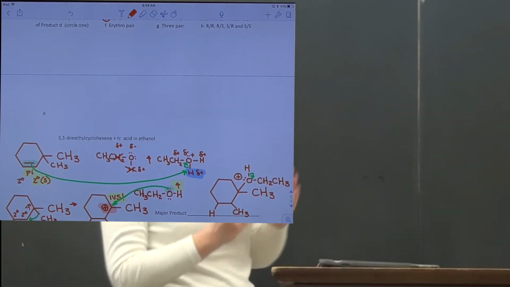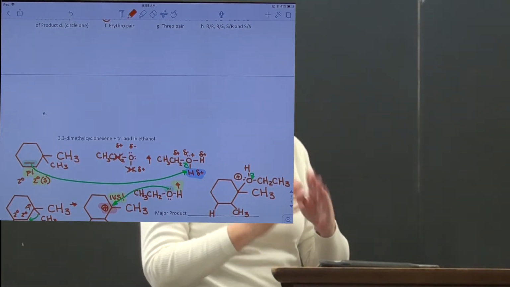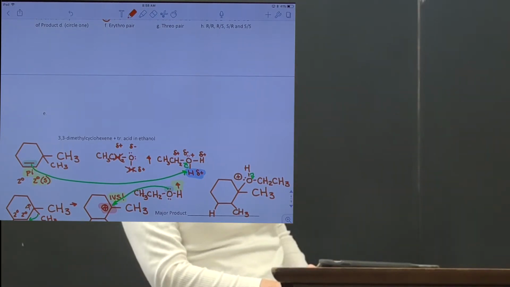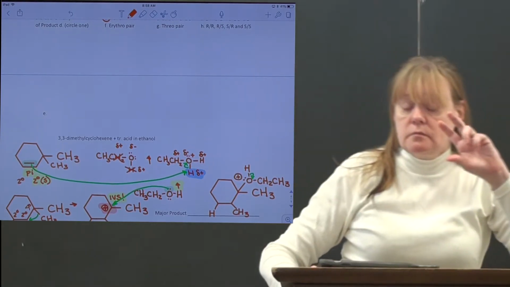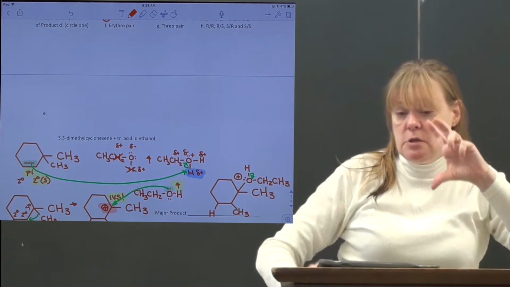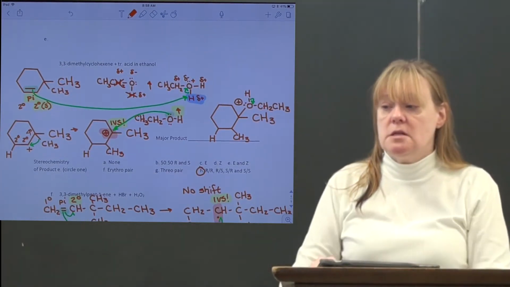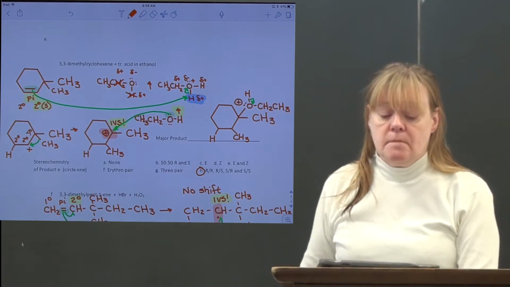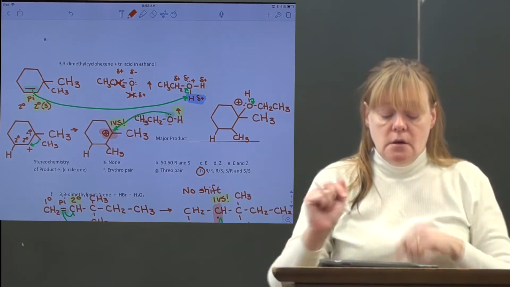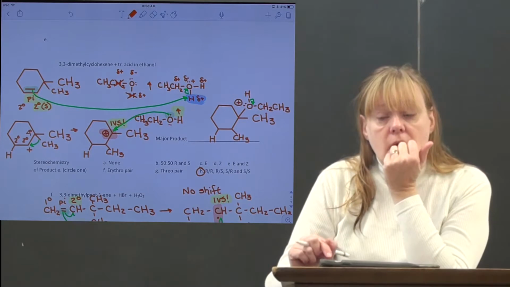Since at every step of it, even during the shift, it was trigonal planar, that means that you could have R and S possibilities at each new chirality center you created, and so that's going to be all 4 possibilities. Any questions about that?